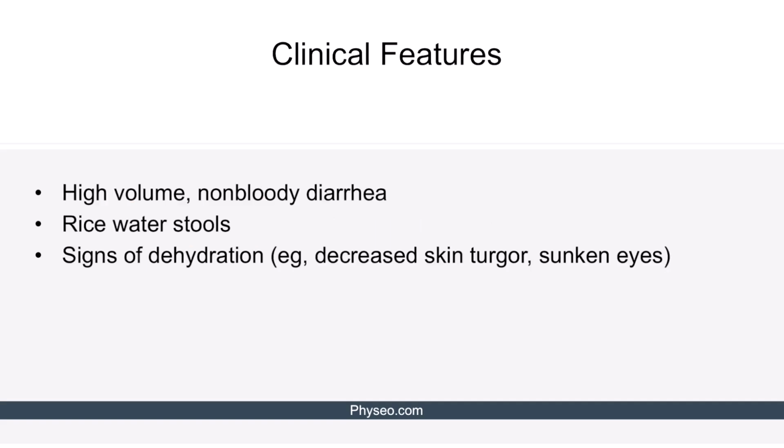Now let's discuss the clinical features of cholera. As we already mentioned on one of the previous slides, cholera causes a very high volume, non-bloody diarrhea. Now, stool of cholera patients usually contains sloughed gastrointestinal epithelial cells. There may be flecks of mucus and bacteria, and all those together give this appearance of rice water. So often we'll hear the term rice water stools.